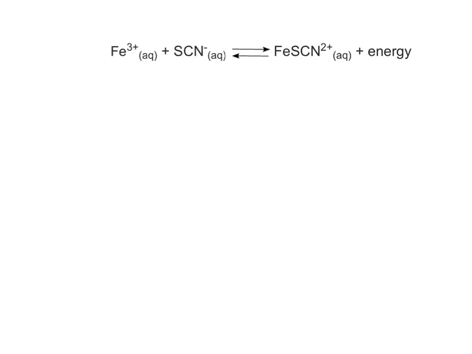Now we're going to examine this system to see if LeChatelier's principle accounts for changes in temperature as well as concentration. The reaction between the iron 3 and thiocyanate ions to form the thiocyanoiron complex ion is slightly exothermic. We write the equation with the energy term on the product side. This situation is not as easily explained because changing the temperature changes the rates of both forward and reverse reactions.